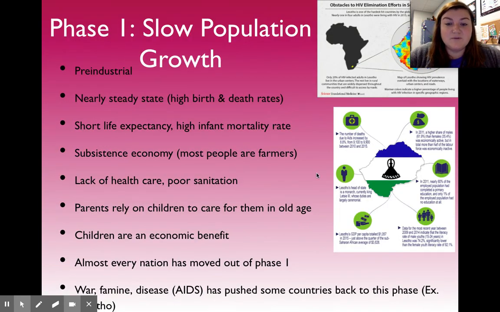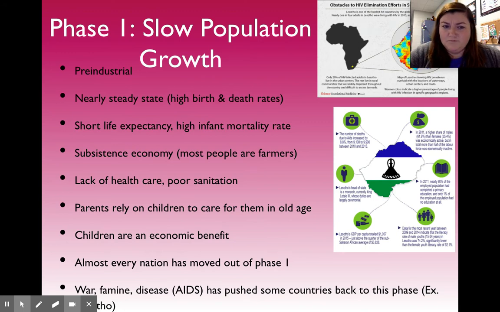So breaking it down a little bit more, phase 1, slow population growth. This is pre-industrial. Nearly a steady rate, high birth rate, and high death rates. Short life expectancy, high infant mortality rate. This is going to be the case for a lot of developing countries.